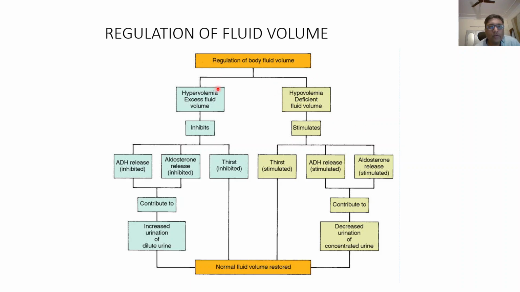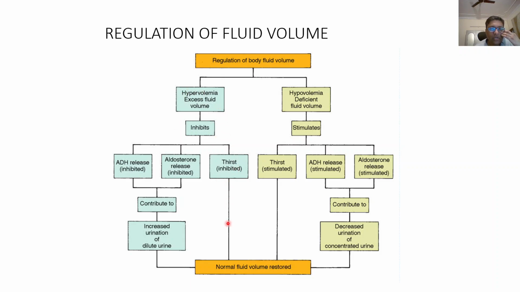Whenever there is hypervolemia, excessive fluid volume in the body, it is sensed by receptors. This excess fluid will inhibit antidiuretic hormone, which is vasopressin. Its release will be inhibited, so there will be a lot of increased urination of dilute urine. Also, aldosterone release will be inhibited, so sodium retention will be less. Thirst will also be inhibited.